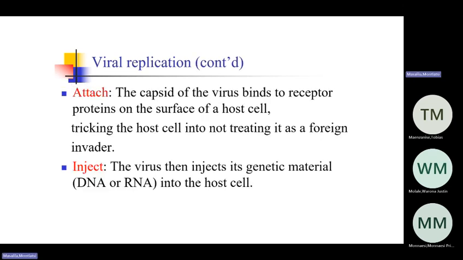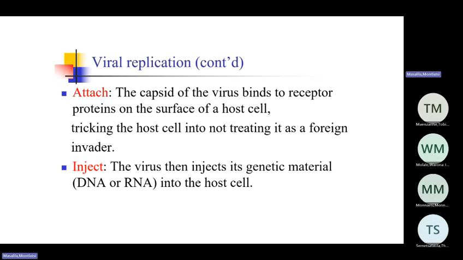So, replication, continuation. Now the steps in which they are going to replicate, and I want you to expand that in the form of diagrams and in the form of an essay. They're going to attach. So the capsid of a virus binds to the receptor protein of a cell. Because what did you say about the cells? You said that cells have proteins, glycoproteins. For now, just say receptor proteins on its surface. So the virus is going to go there and attach. How does it attach? By tricking the host cell into not treating it as a foreign invader.